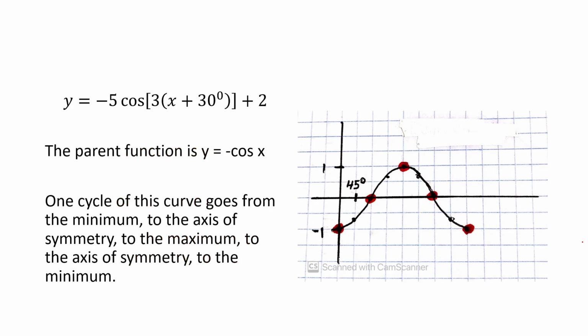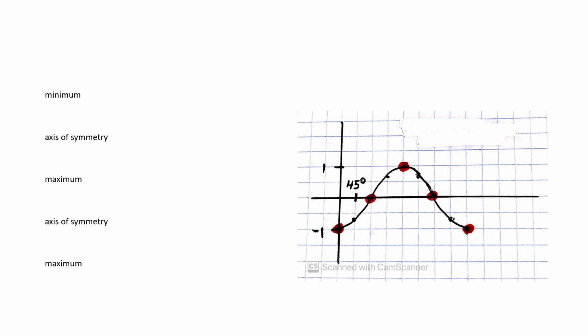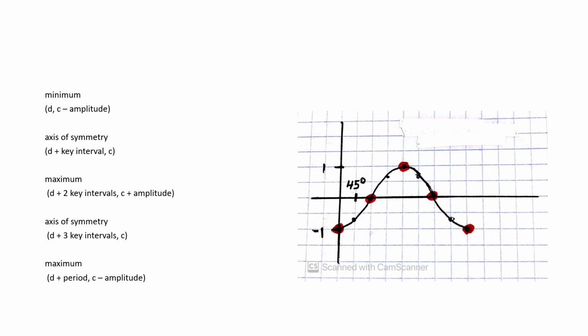Okay, so we're going to apply that knowledge as we establish what the points are. The first point is at the minimum, the second point is on the axis of symmetry, the third one is at the maximum, the fourth one is on the axis of symmetry, and the fifth one is at the minimum, sorry, this should say minimum down here.